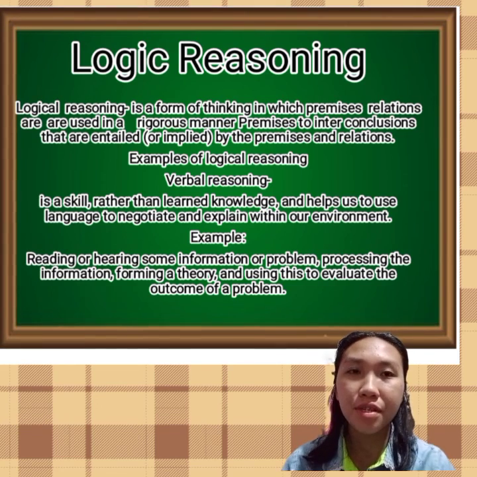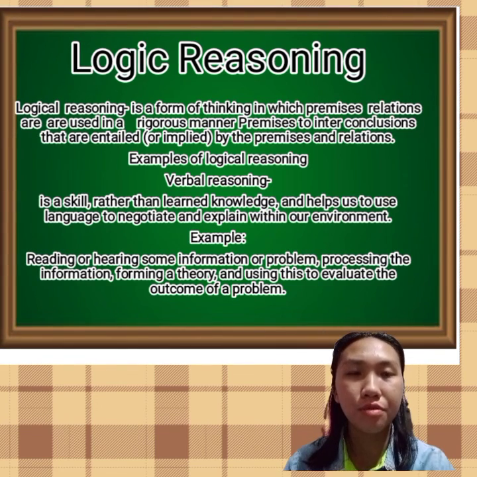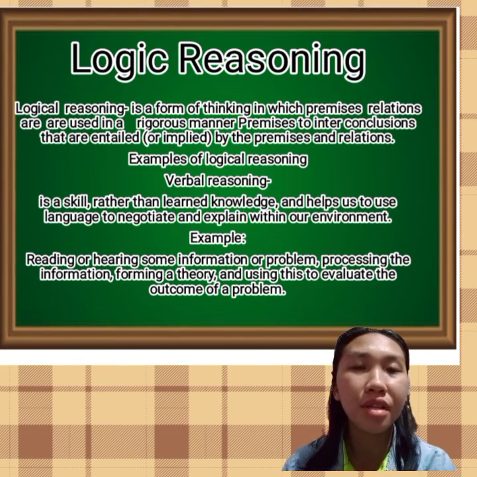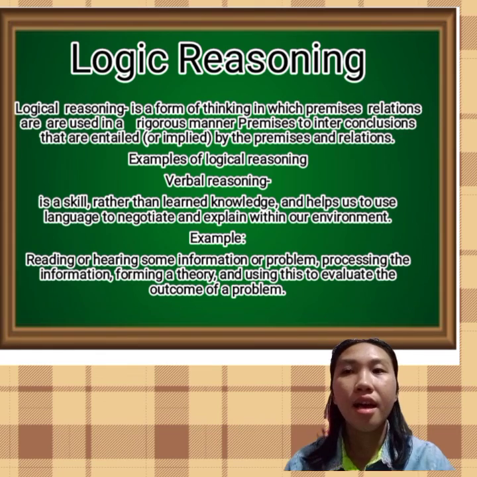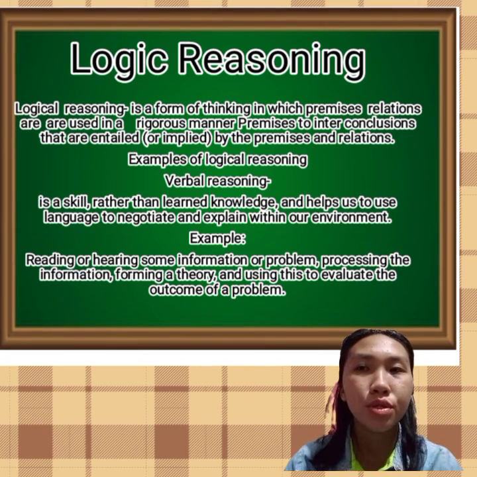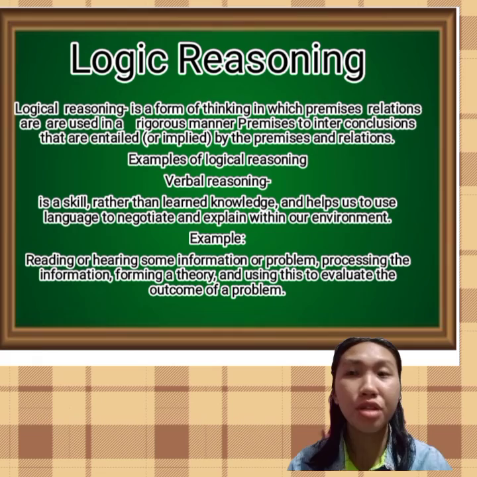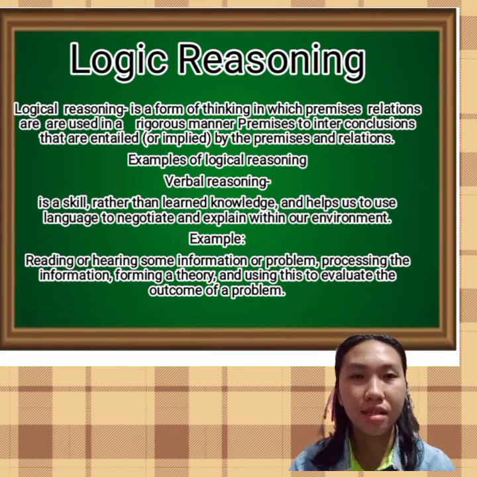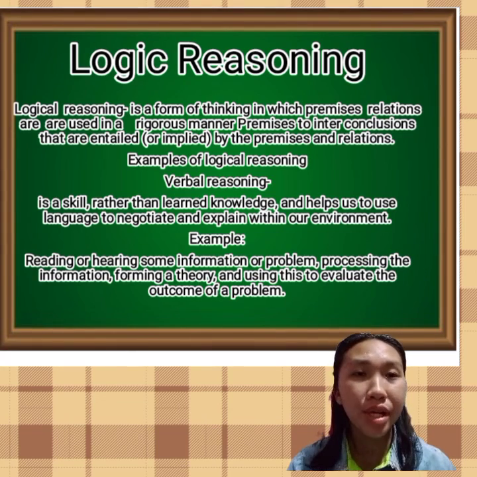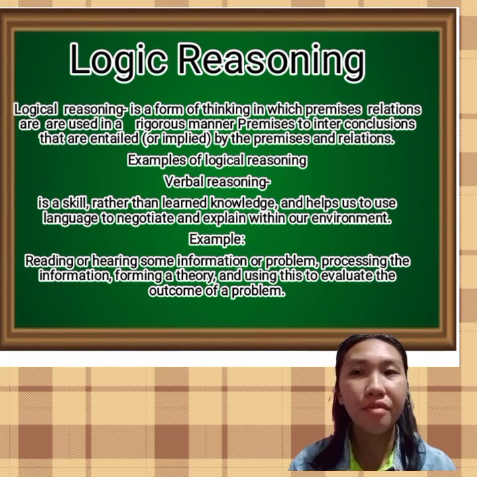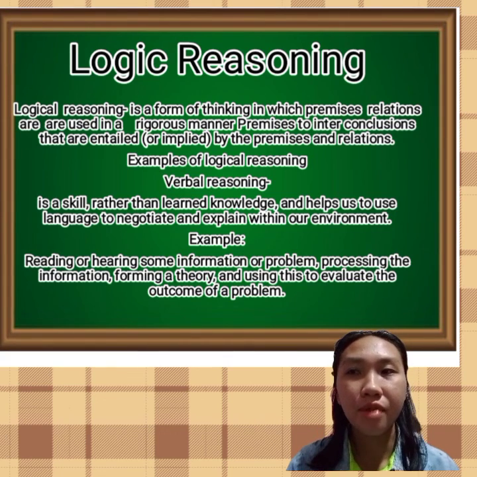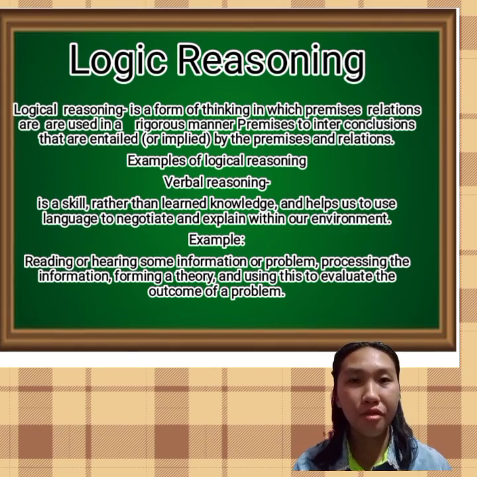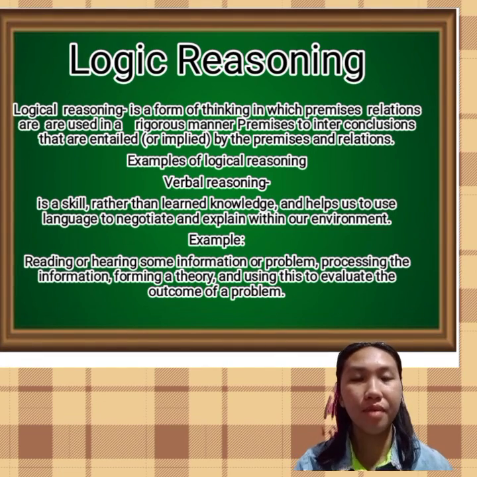Logical reasoning, first example is verbal reasoning. Verbal reasoning is a skill rather than learned knowledge, and helps us to use language to negotiate and explain with our environment. For example, reading or hearing some information or problem, processing the information, forming a theory, and using this to evaluate the outcome of the problem.